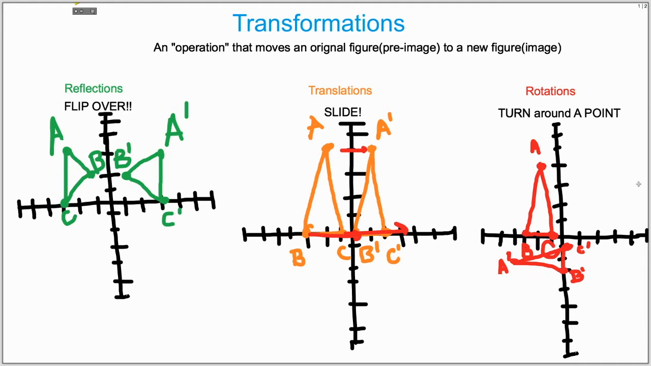And then a rotation is a simple turn around a specific point. That could be around the origin, or that could be another point which is not the origin. But a rotation is simply a turn around a point.